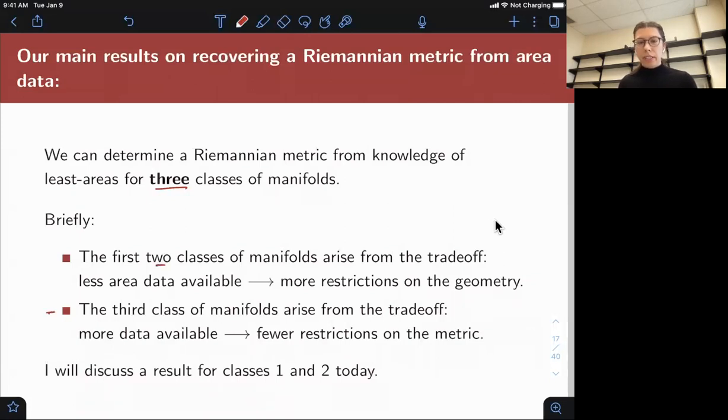The final and third class arises from the alternative trade-off where I give myself lots of data, so more data available, and then I'm allowed to put fewer restrictions on the metric. Today I'm going to introduce all three of these classes, but I'll discuss the result just for the first two classes, as the rest are built upon the strategy presented in this result.